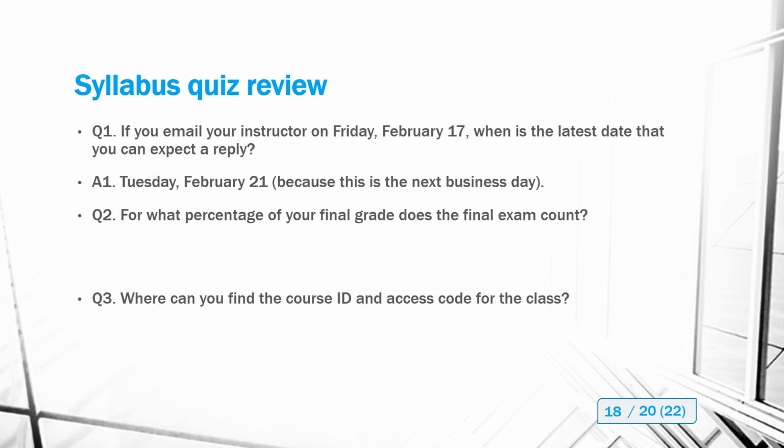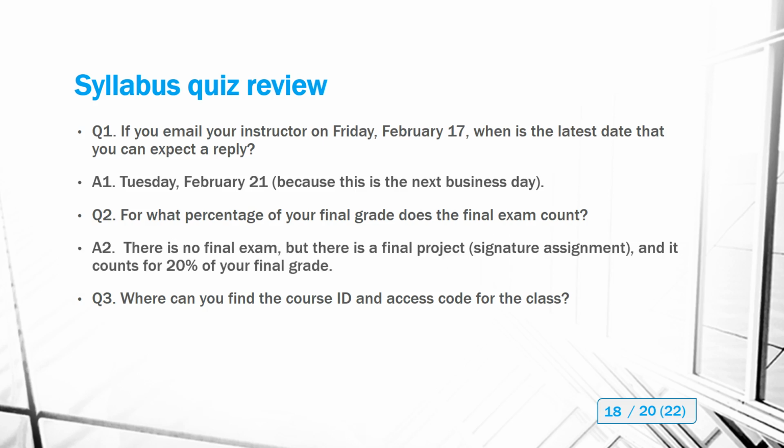Next question. For what percentage of your final grade does the final exam count? Well, there is no final exam for this class. There is a final project, and it counts 20% of your final grade. Where do you get the course ID and the access code? Well, that should come from the syllabus, and I have the syllabus posted on Blackboard. So once you get registered for the class, you can get into Blackboard and get the syllabus to get the course ID and the access code that you need to get signed up inside MyMathLab/MyStatLab.